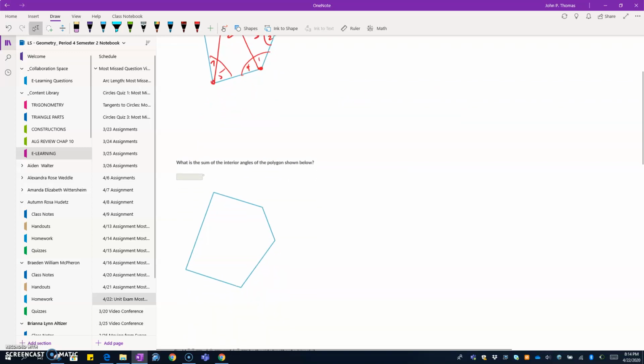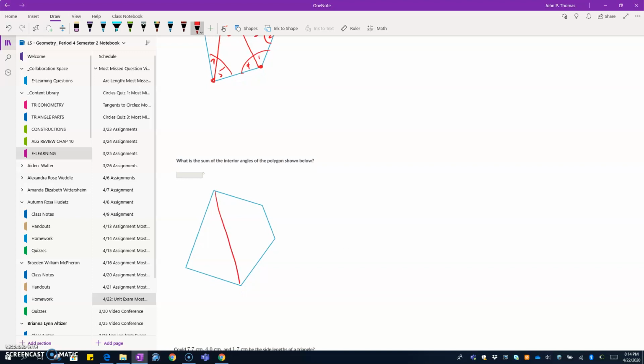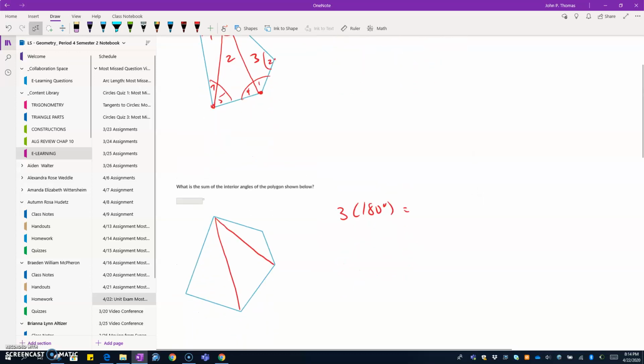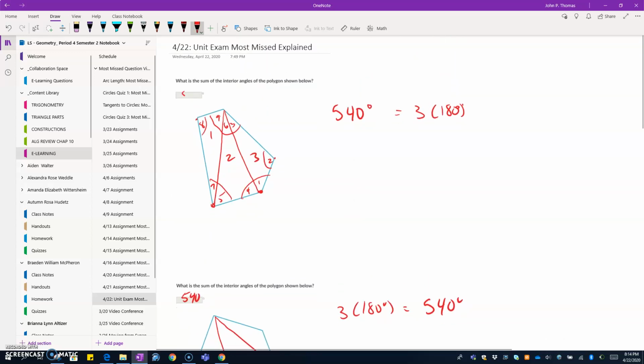The next one is a similar problem. They want the sum of the interior angles, so we're going to split this up. Again, we've got 3 triangles that it breaks into. Each of those is 180, so we have 3 times 180 degrees. That again gives us 540 degrees. So we have 540 for each of those as our final answer.